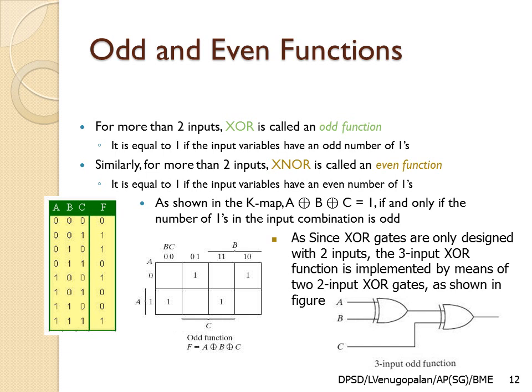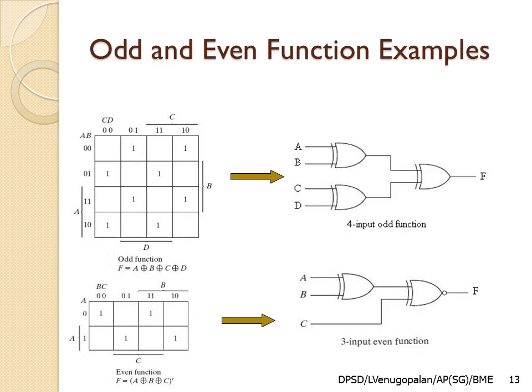Now, the point to be noted here is that both XOR and XNOR gates are available only as two input logic gates. So, if we have more than two inputs, we need to use multiple gates. Now this is an example of odd and even function with 4 input odd function and 3 input even function. So for even function we have used an XNOR gate, and for odd functions we have used exclusive OR.